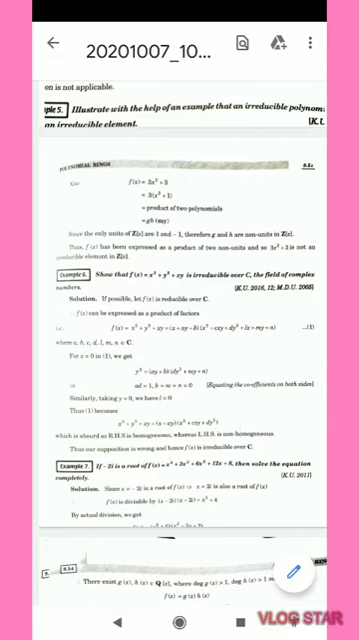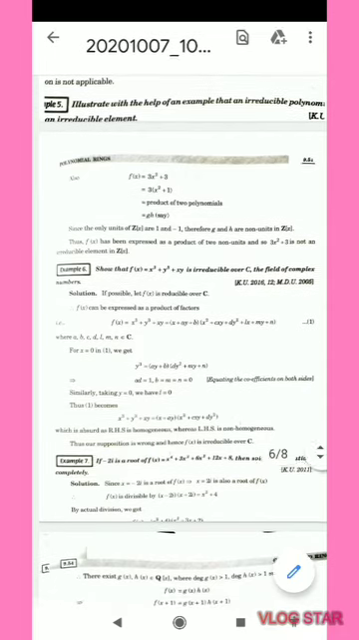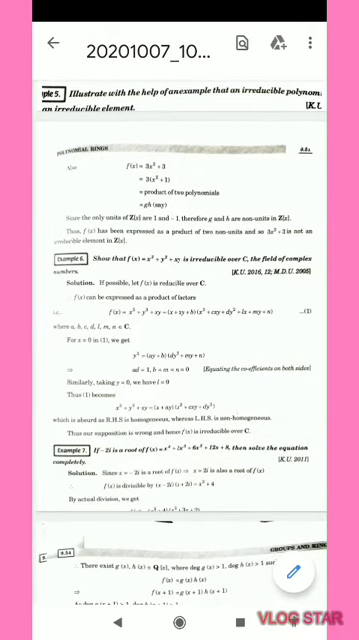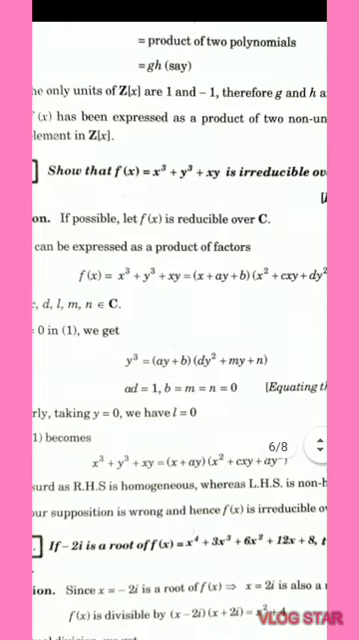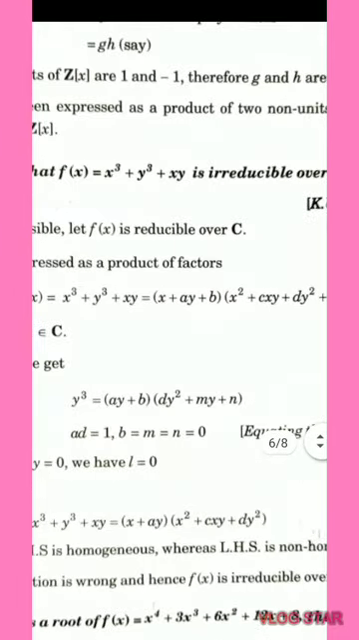Now the next example is that f(x) = x³ + y³ + xy is irreducible over C, that is the field of complex numbers. Now we have to prove this. We are taking this example that f(x) = x³ + y³ + xy is irreducible over C, the field of complex numbers.